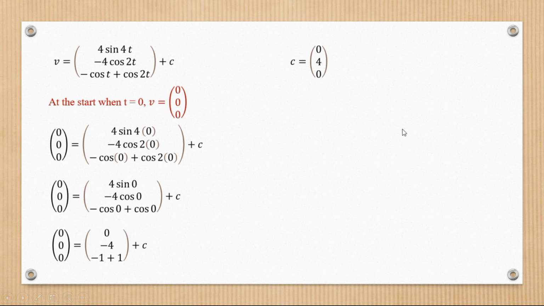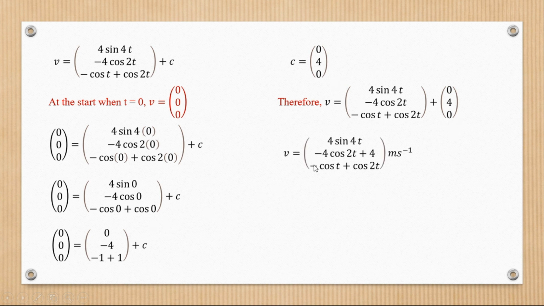So therefore v shall be equal to the column 4 sin 4t minus 4 cos 2t minus cos t plus cos 2t plus 0, 4, and 0, as you can see right there. So now this shall be our value for velocity.